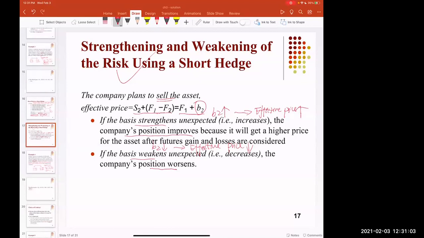Okay, so for this multiple choice question, I can change it easily, right? I can say this is a long hedge, and if the basis decreases, will the hedge position improve or worsen? You should be able to do that. Okay, so I just told you an example. And in this chapter, you need to know what we just discussed.